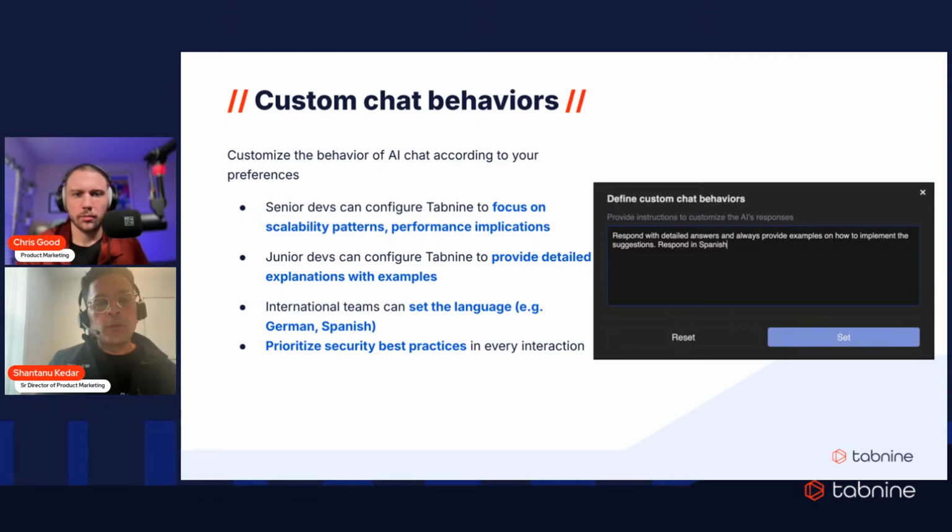And then security-focused teams can set Tabnine to prioritize security best practices in every interaction. When reviewing code or suggesting implementations, Tabnine will automatically highlight potential vulnerabilities, suggest secure alternatives, and provide context about various attack vectors, as well as act as an always-on security advisor. So that's the second feature that we introduced. Next slide, please.